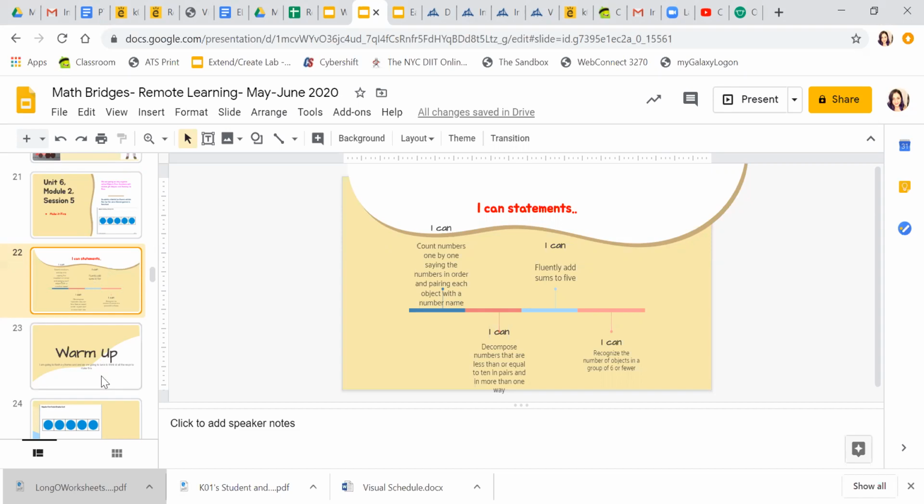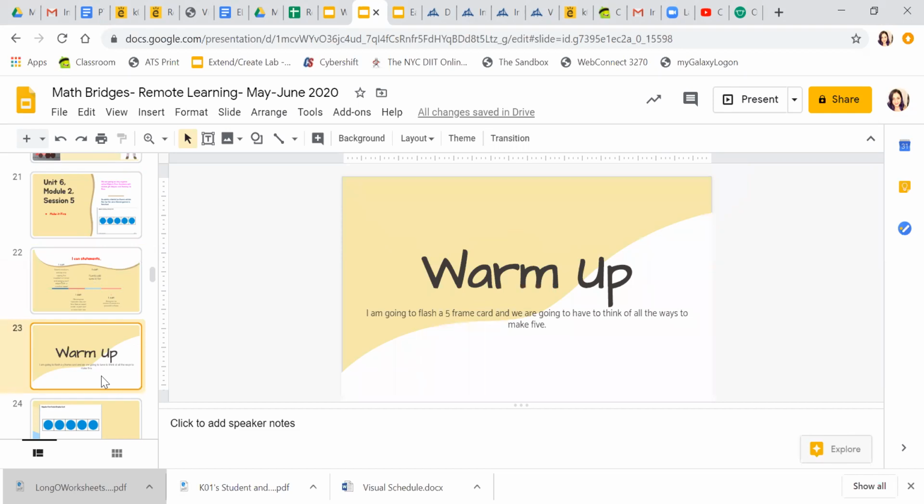All right. So for today's warm-up, I'm going to flash a 5-frame card, and we're going to think of all the ways to make 5. So it's not a 5-frame flash or 10-frame flash. I'm going to show you the 10-frame filled with 5, so completely full, all the counters in the boxes, a full 5-frame. Then we're going to quickly think about all the ways that we can make 5. All right, you ready? It's not going to be something fast. I want you all to think about this as I am showing you the 5-frame.